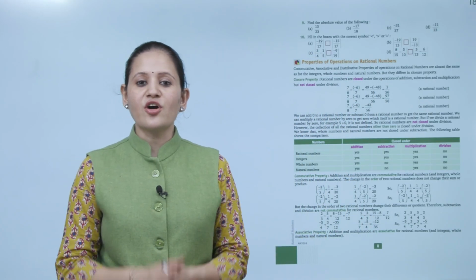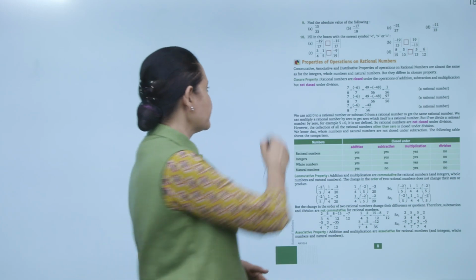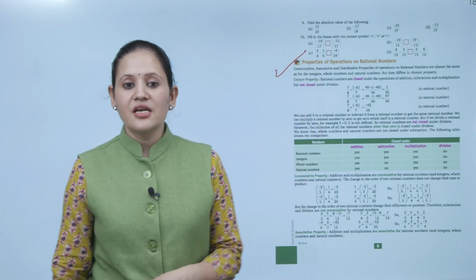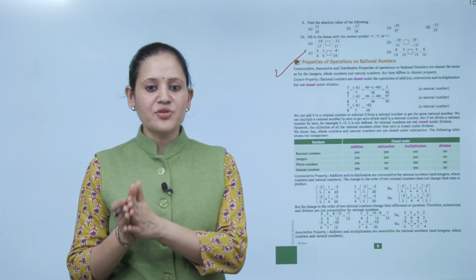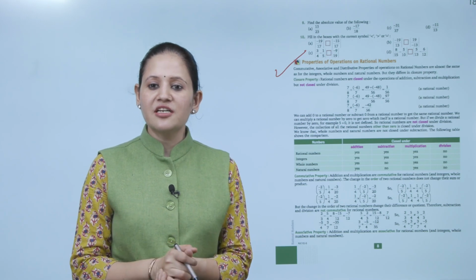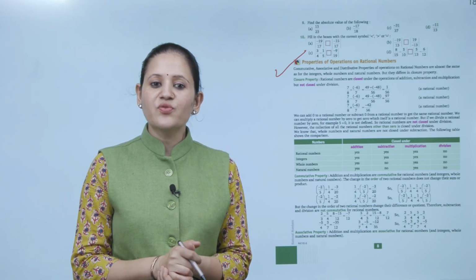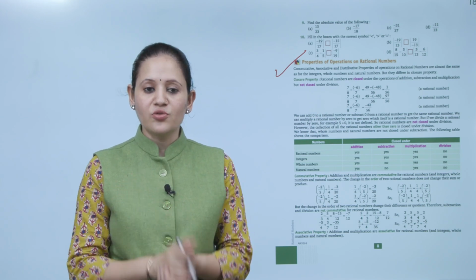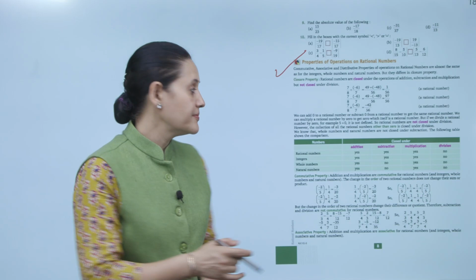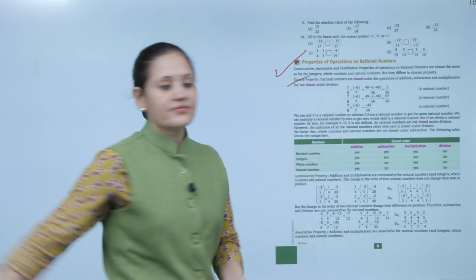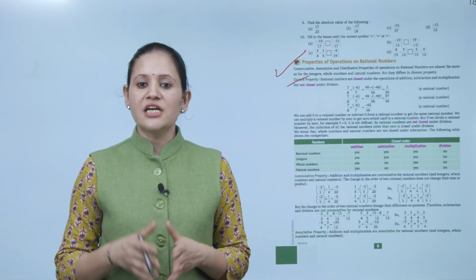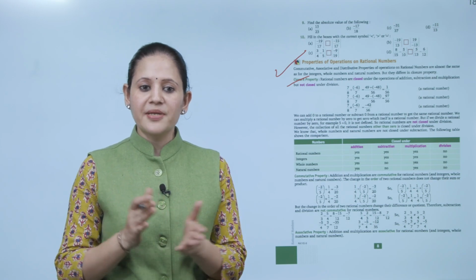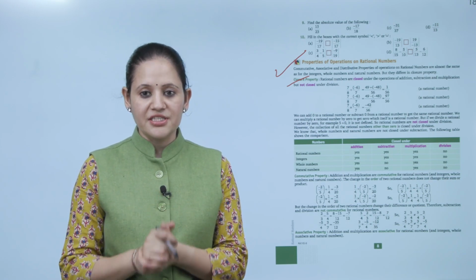Next is properties of operations on rational numbers. Commutative, associative and distributive properties of operations on rational numbers are almost the same as for integers, whole numbers and natural numbers, but the closure property is different. Closure property: rational numbers are closed under the operations of addition, subtraction and multiplication, but not closed under division.